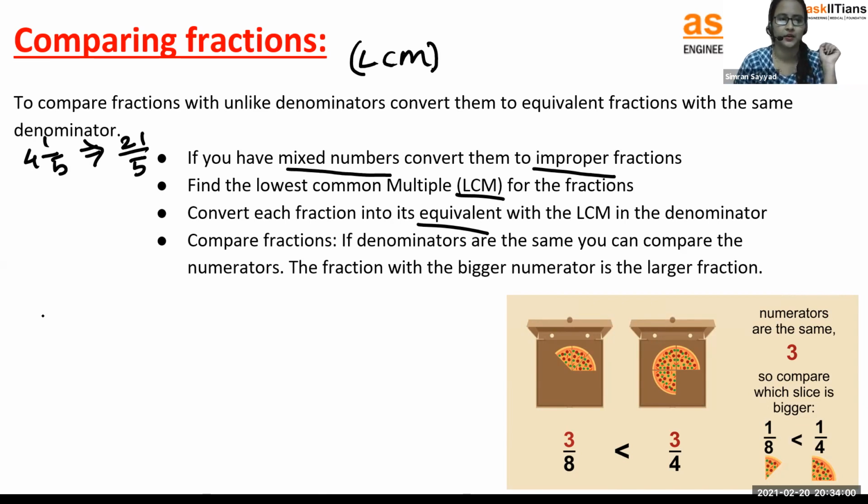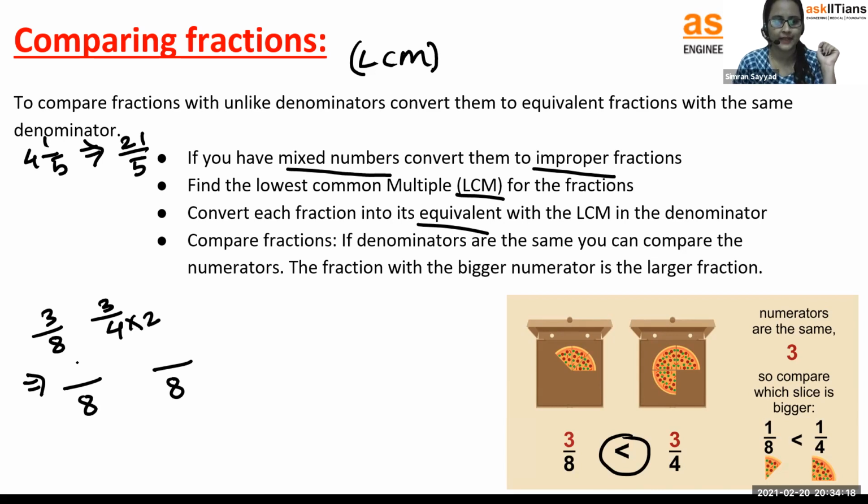Again, it is 3 by 8 and 3 by 4. We have to say which is less and which is greater. They are saying 3 by 4 is greater. Let's quickly check how it works. First you have to get the LCM. LCM is 8. How can you make 8 from 4? Times 2. So 3 times 2 is 6, so 6 by 8 is greater.